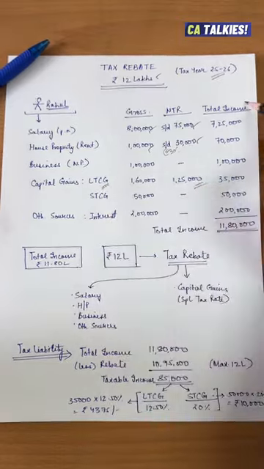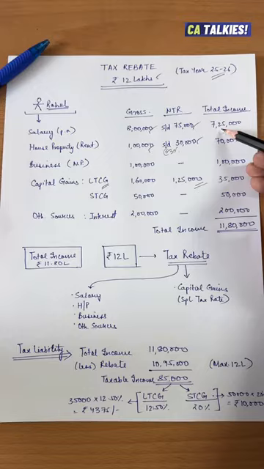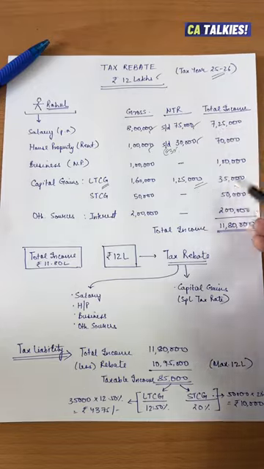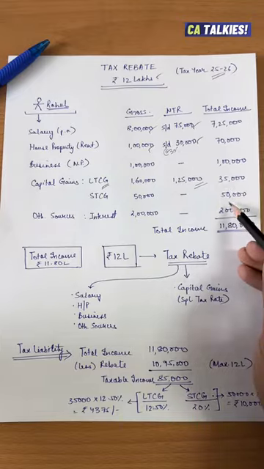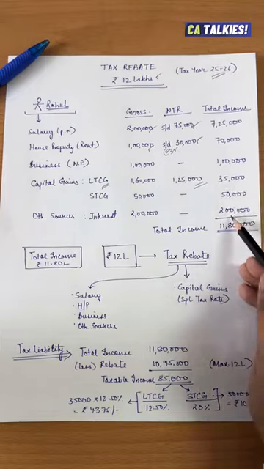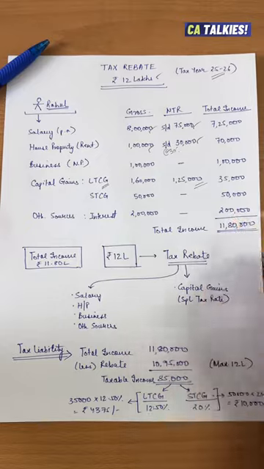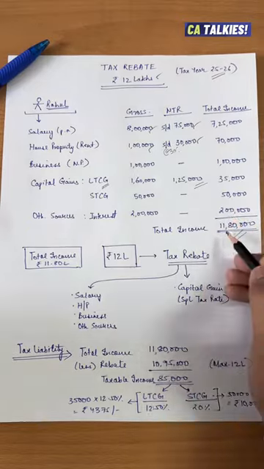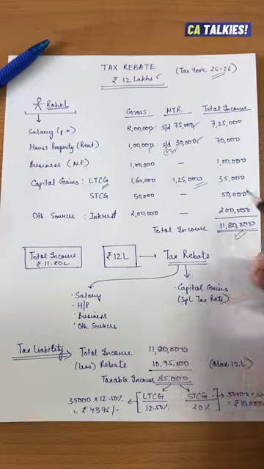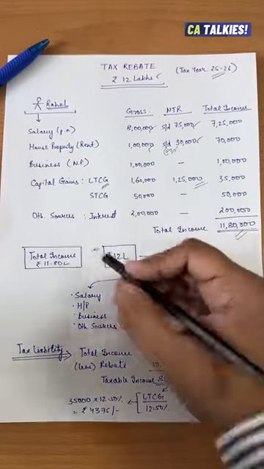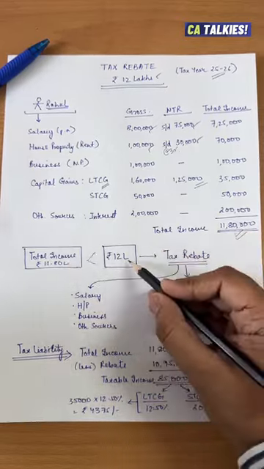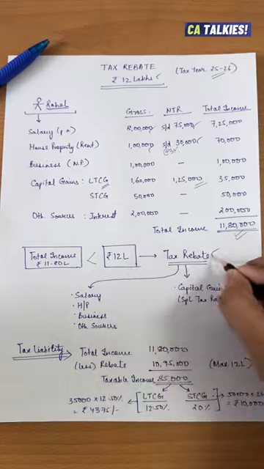Therefore, Rahul's total income becomes 7,25,000 rupees from salary, 70,000 from house property, 1 lakh rupees from business, long-term capital gains of 35,000, while short-term capital gains remain at 50,000 rupees, and interest income of 2 lakh rupees, making his total income 11,80,000 rupees. Now let's come to the main part. Since the total income of 11,80,000 is less than 12 lakh rupees, Rahul will be eligible for a tax rebate.